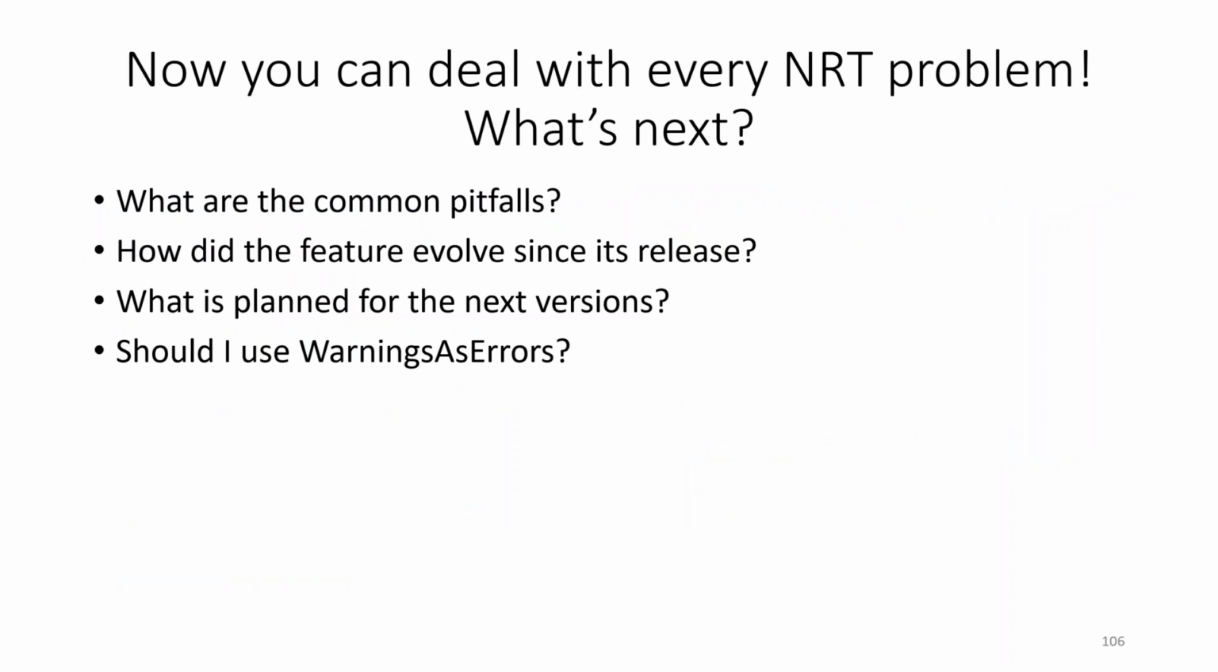And by now, you should know how to deal with unannotated APIs, how to deal with generics by annotating them with flow annotations. You should be able to explain complex contracts with them to the compiler, and you know how to suppress warnings from it. So what's next?